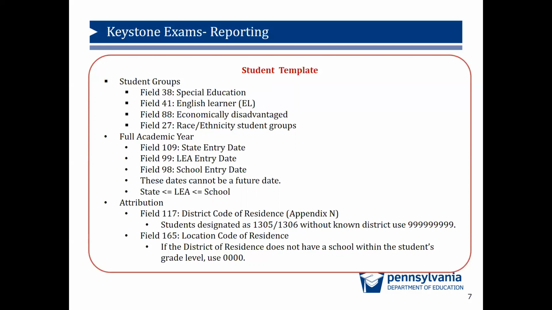The following fields will be utilized during attribution. Please review them for accuracy. Field 117, District Code of Residence, Appendix N of the PIMS Manual, Volume 2. Field 165, Location Code of Residence, is also utilized during attribution.